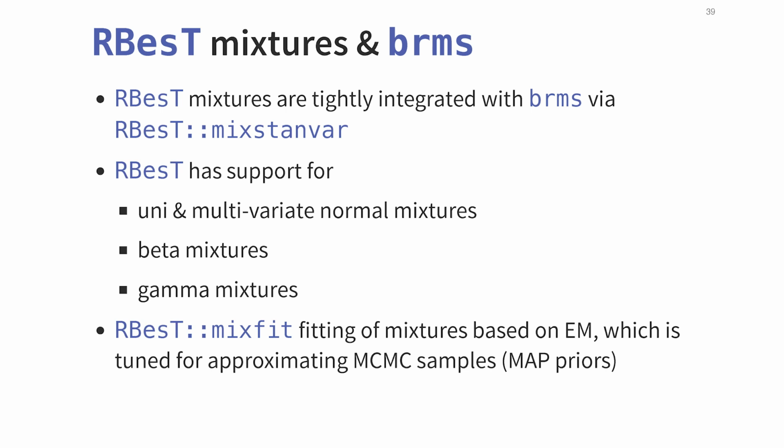With RBest, you would fit your parametric mixture densities, and it has support for uni and multivariate normal mixtures. Especially the multivariate normal mixtures are, of course, the ones you would go for if you have a more interesting model with more parameters. But you can also have it for beta or gamma mixtures, and then the RBest mix fit uses expectation maximization, and it's heavily tuned for MAP priors as I have them in mind.